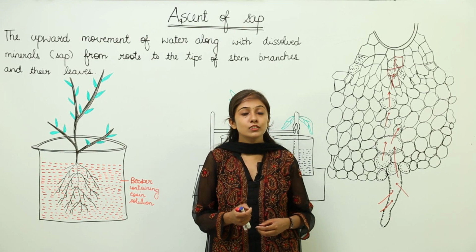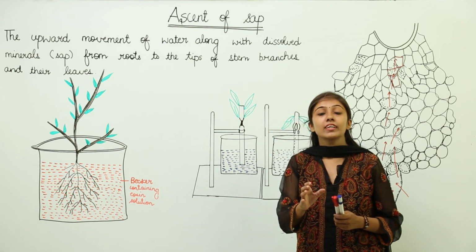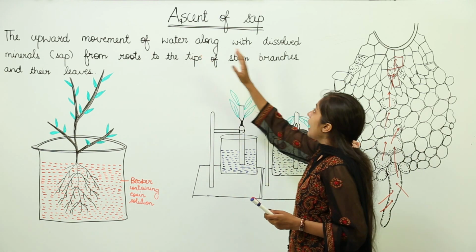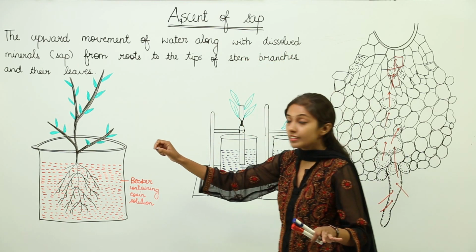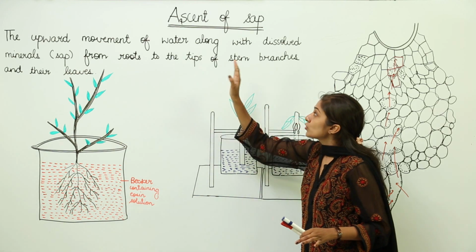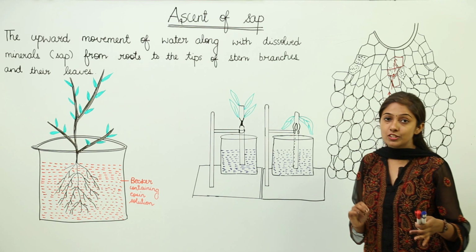Now let's discuss what is ascent of sap. Let's first of all begin with its definition. The upward movement of water along with dissolved minerals that we term as sap, from roots to the tips of stem, branches and the leaves is known as ascent of sap.